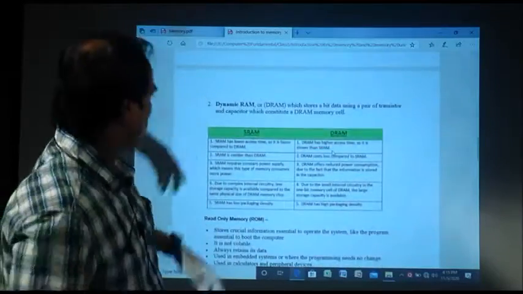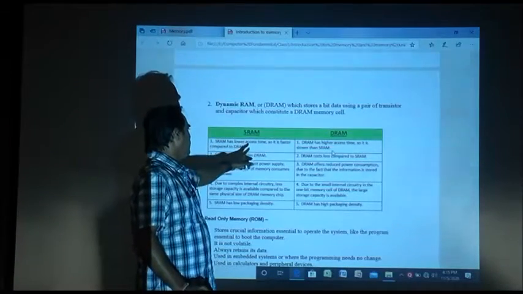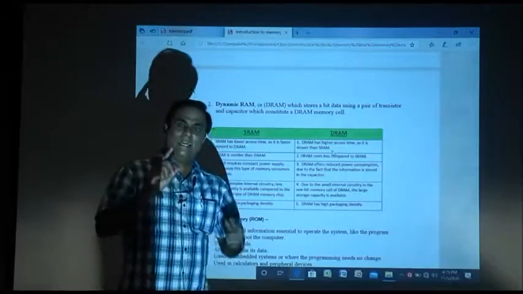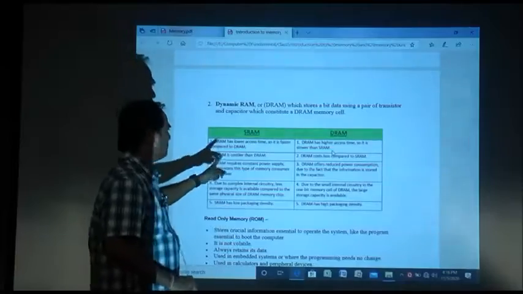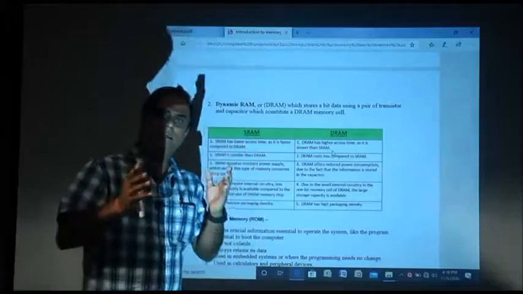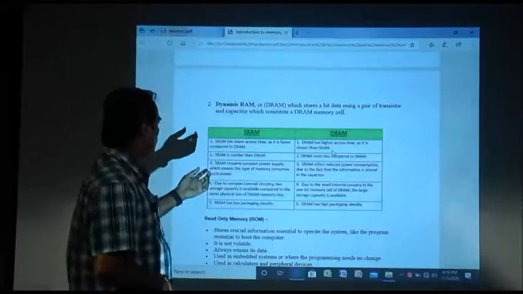So, it is the difference between static RAM and dynamic RAM. Static RAM has lower access time, so it is faster compared to the DRAM. SRAM, static RAM, is always faster than the DRAM, but DRAM has higher access time. So definitely, the RAM with higher access time will be slow, yes or no.